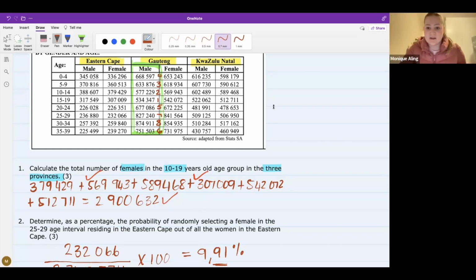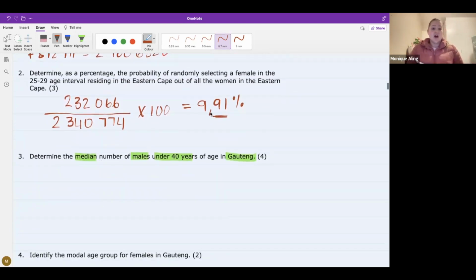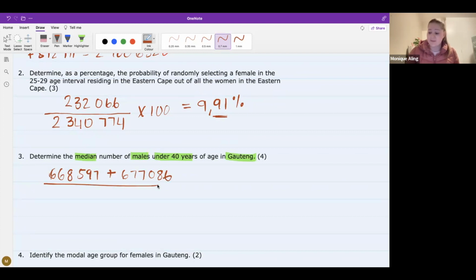Nice. Okay, at least you figured it out, Oratile, without me having to help you. Well done. Okay, guys, so when you put all the numbers in order, you would see that there are 2 in the middle. The 2 numbers in the middle are 668,597 and 677,086. Because there's 2 in the middle, we add them together.